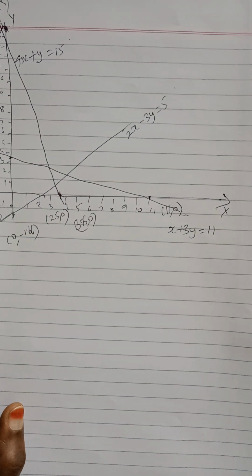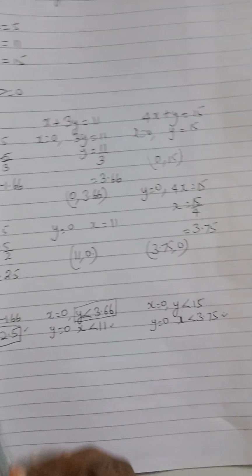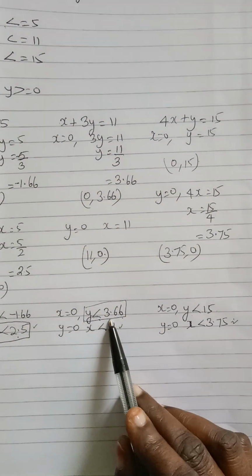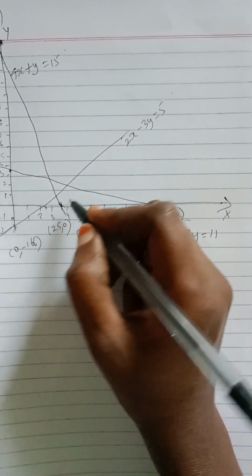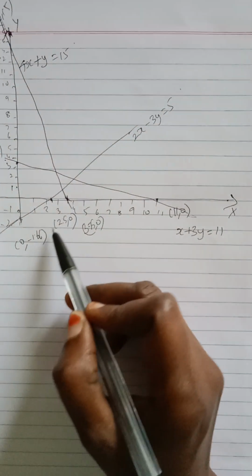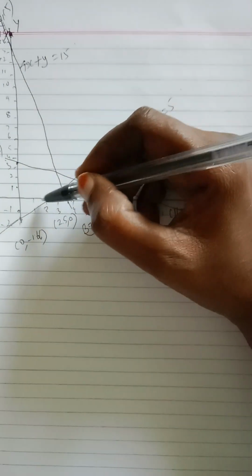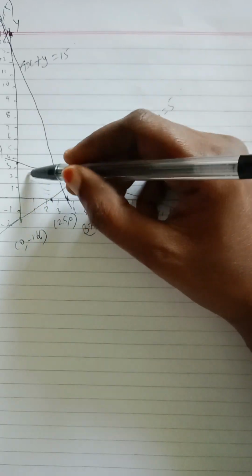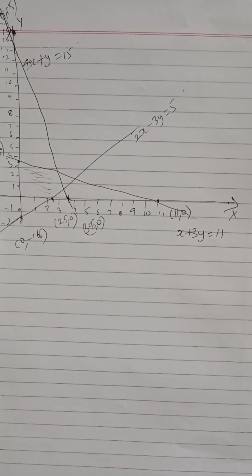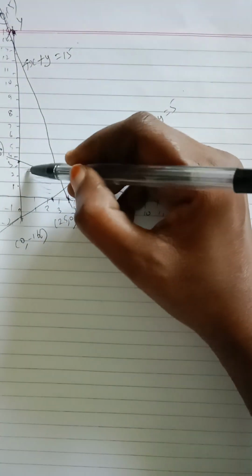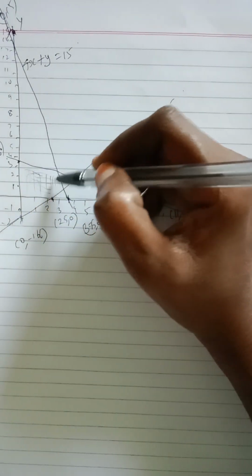Next we find the feasible region. We find that the feasible region will be x is 2.5 and y is 3.66. Now select those points. So x less than 2.5 means it should be below this value, and y less than 3.6 means it should be below this value. So this is the feasible region.